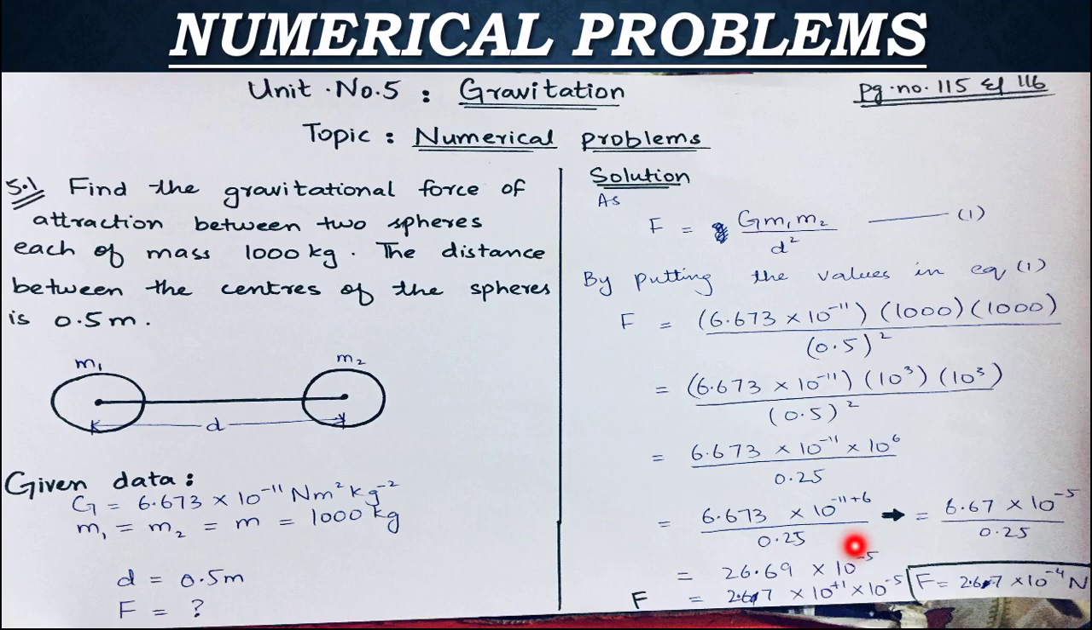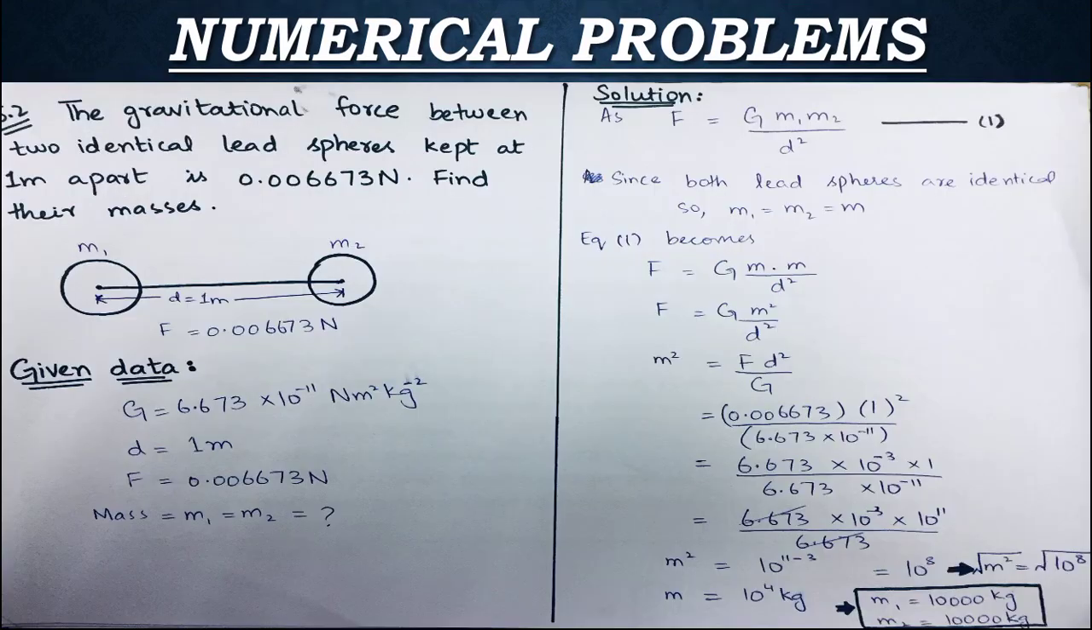Same in this case, the bases of both numbers are the same, 10 raised to the power plus 1 and 10 raised to the power minus 5. So we can write the base once and add the powers. Plus 1 minus 5 will be equal to 10 raised to the power minus 4 Newton. So the answer will be 2.67 multiplied by 10 raised to the power minus 4 Newton. This is your first statement's answer.